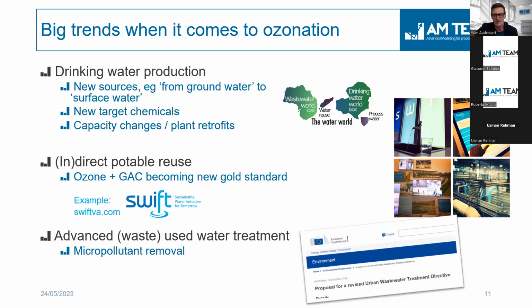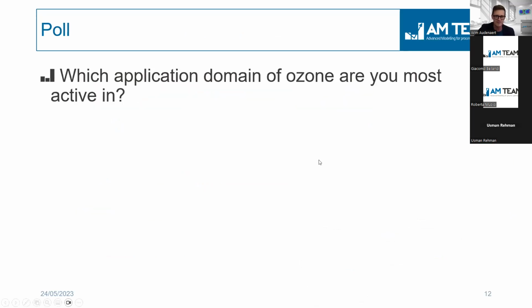Look what is happening right now with the revision of the Urban Wastewater Treatment Directive. It is literally for the first time ever stating that plants above a certain level will need to remove micropollutants. So this is really a work of, let's say, 2 decades to get it into the regulation. Big shifts.